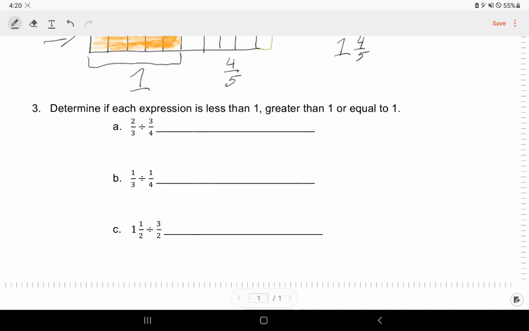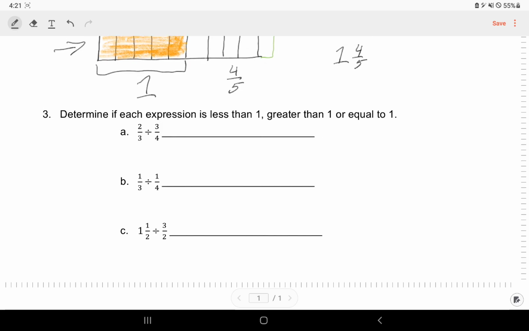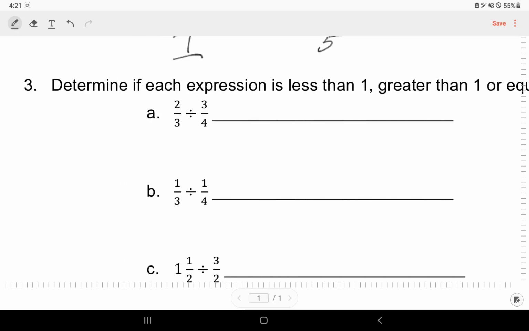And then for 3, determine if each expression is less than, greater than, or equal to 1. Well, some common sense and some tape diagrams help us out here. So, 2/3 and 3/4. Well, let's take the common sense approach. Well, 3 and 4, they're not the same. So let's make them the same. 3 and 4 both go into 12.